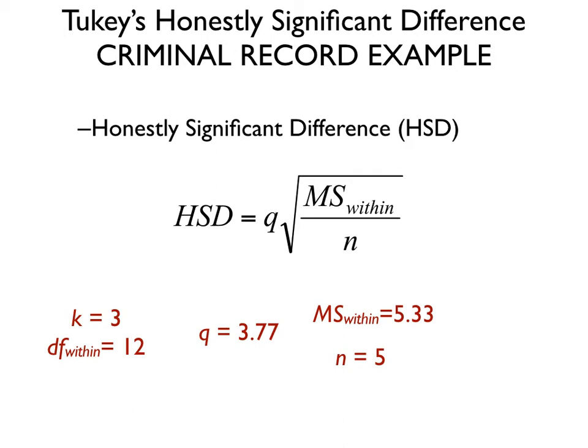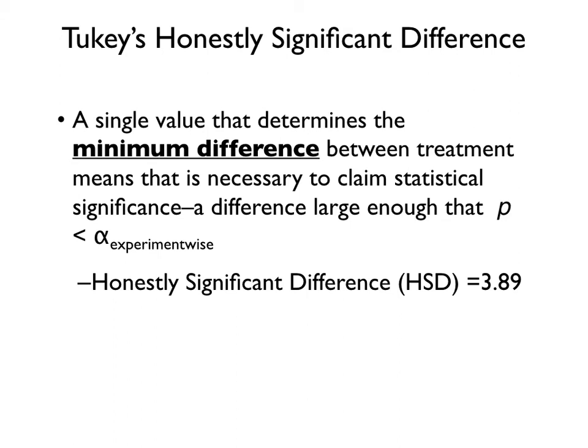So now we'll do the math, right? We take 5.33 divided by 5, take the square root of that, multiply it by 3.77, and we get 3.89. Okay? So again, what we did here is we took 5.33 divided by 5, took the square root of it, multiplied it by 3.77 to get 3.89. And again, this is a single value that determines the minimum difference between treatment means that's necessary to claim that there's a difference there, okay, this HSD.